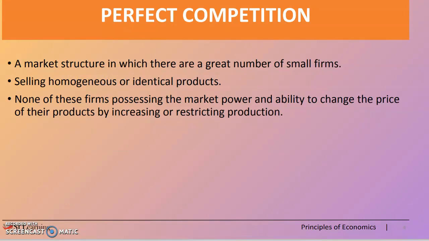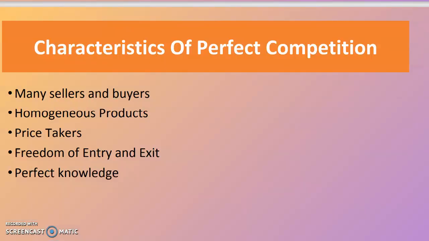A perfect competition is a market structure with a huge number of small firms. They are selling homogeneous or identical products, and none of these firms has market power, meaning these firms are price takers. They just take the price given by the market. Let's see what the characteristics of perfect competition are.